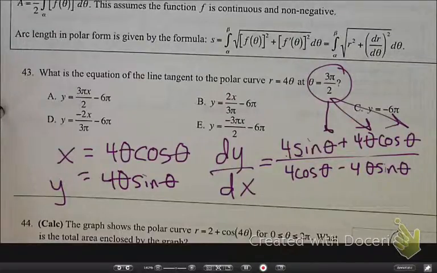How did I get negative 6 pi? If you take 3 pi over 2 and plug it in for x, everywhere you see a theta, to get what x value it would be, and then take it and plug it back into y to figure out what y would be, and then you just use the point slope formula: y minus y1 equals the slope times x minus x1. And I think y1 happens to be 0, so therefore x1 is just negative 6 pi.